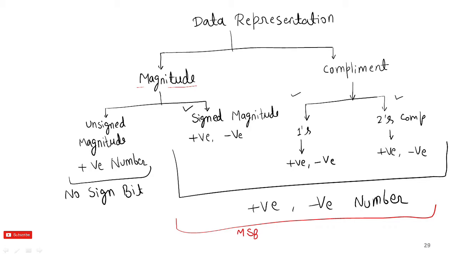And what is this MSB? I am going to add either 0 or 1 at MSB. So we can represent 0 for a positive number and 1 for a negative number. So easily we can differentiate between the positive number and negative number.